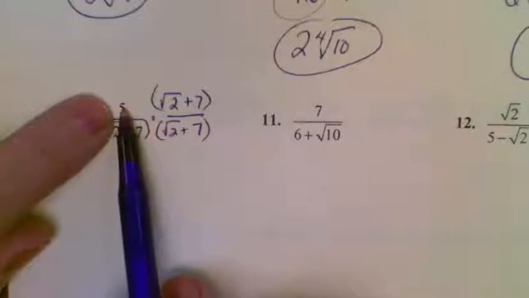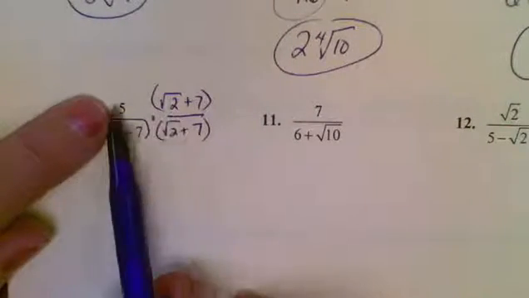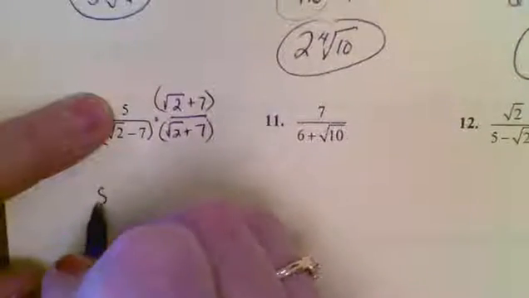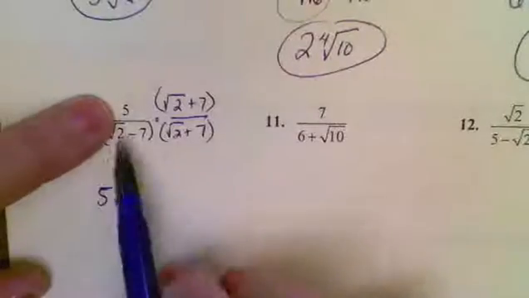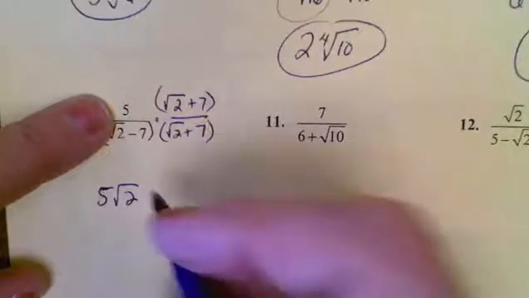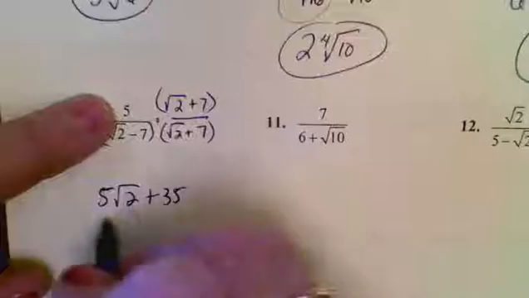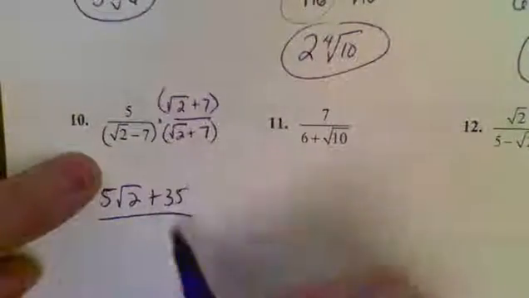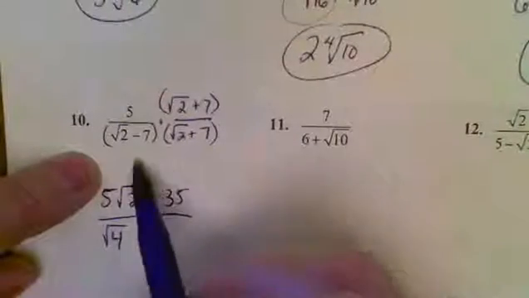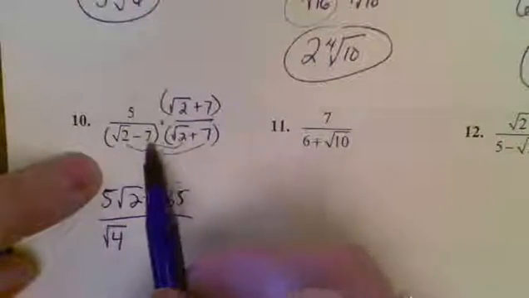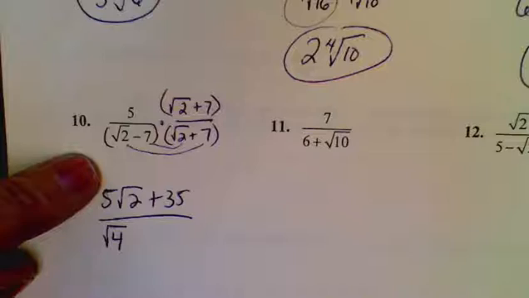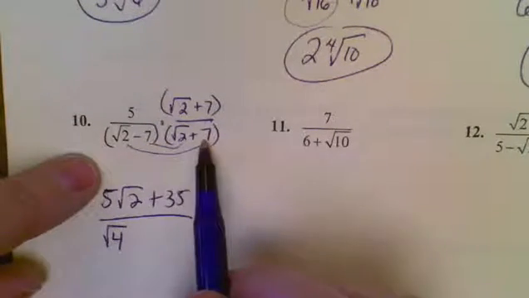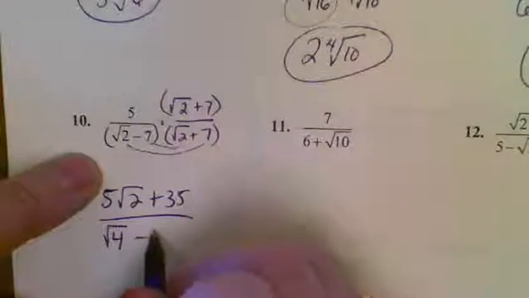So for 10, I would take 5 times square root of 2. This is underneath the radical, this is not. So I have to leave it as 5 radical 2. Here I'm going to take 5 times 7, 35. In the denominator, I have to take square root of 2 times the square root of 2, square root of 4. The outer and inner product, because these are conjugates, will always go away. They will always cancel out because they're conjugates. And then the last term, negative 7 times 7, is negative 49.